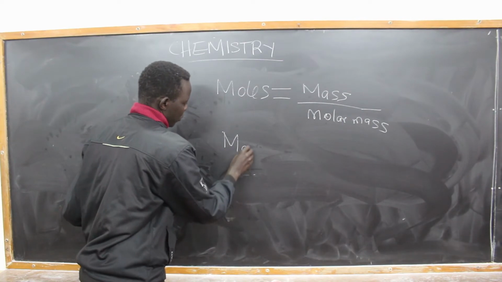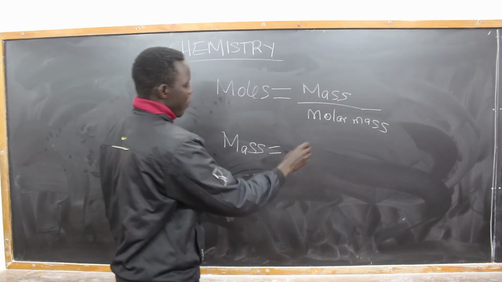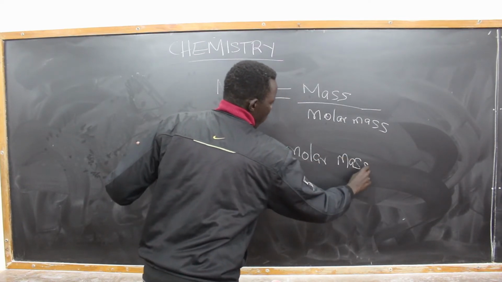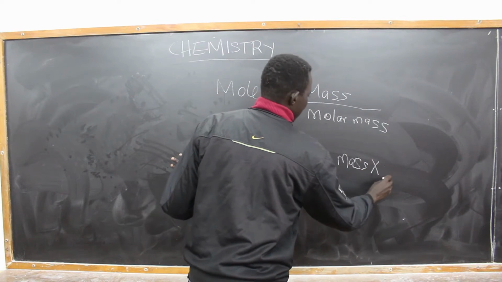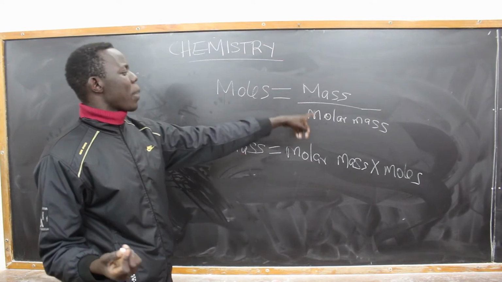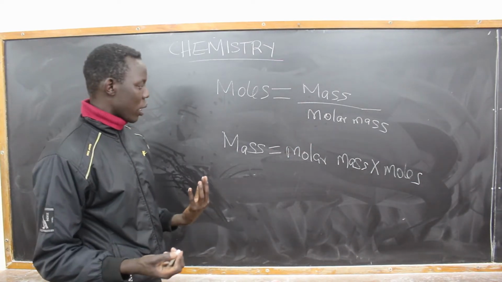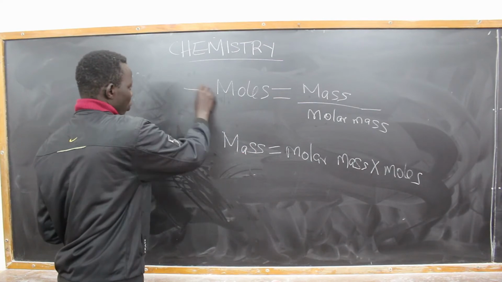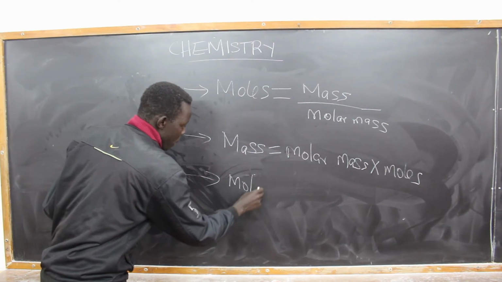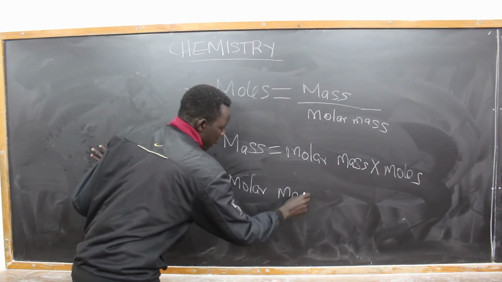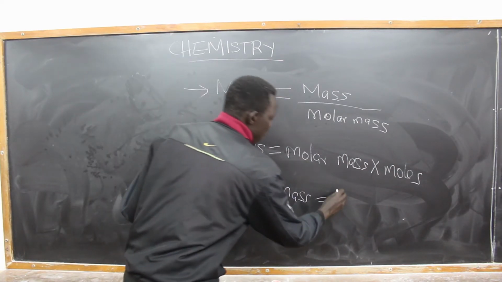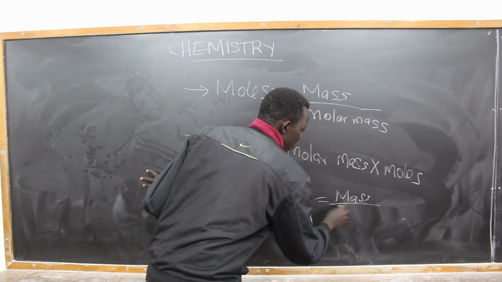Mass is given by molar mass times the number of moles. You see? And if you want to calculate the molar mass, how do you get it? So this is the first one, the second one. You want how to get the molar mass. It's given by mass over moles.